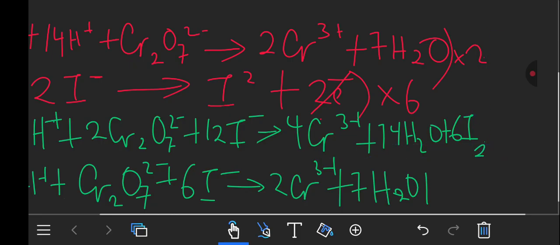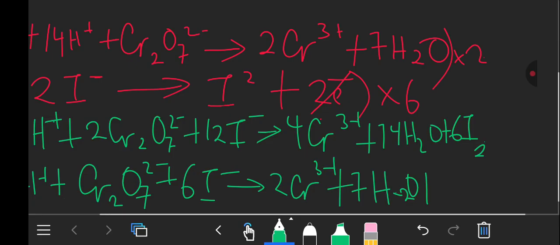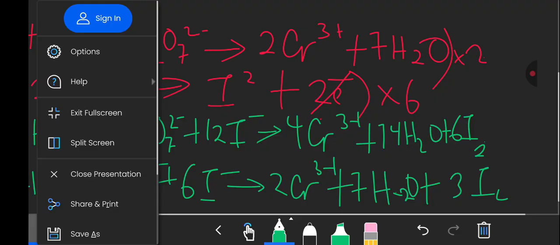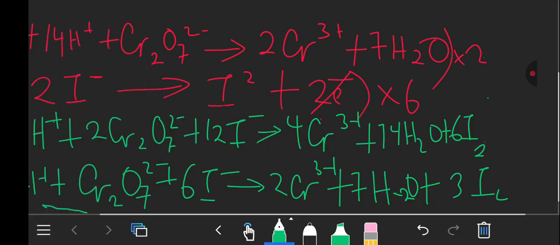So this will be our balanced redox reaction. So there we had the plus 6, plus 3, and then, so this will be our balanced redox reaction. Okay. This is how to balance this redox reaction in basic solution.